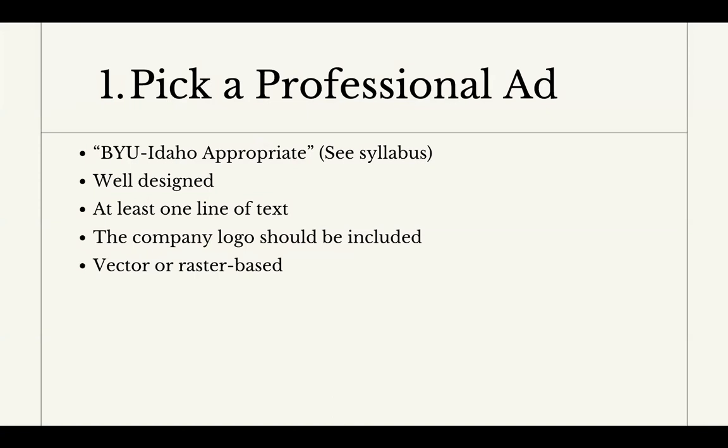For this project, you will first find an existing professional ad. This ad should be BYU Idaho appropriate. This means it shouldn't include alcohol, super immodest clothing, things along those lines. It also needs to be well designed, and it needs to have at least one line of text, such as a headline. It also should include the company's logo. Now, with that, you have the choice to choose one that is vector-based or even one that is raster-based.